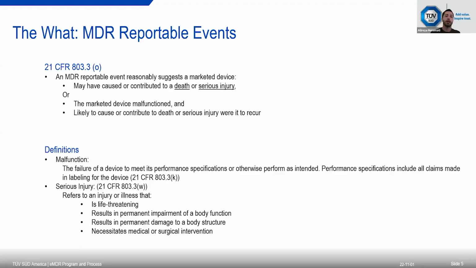And here we have some definitions. Malfunction is the failure of a device to meet its performance specifications or otherwise perform as intended, and includes all claims made in the labeling for the device. Serious injury refers to an injury or illness that's life-threatening or results in permanent impairment of a body function or permanent damage to a body structure and necessitates medical or surgical intervention.